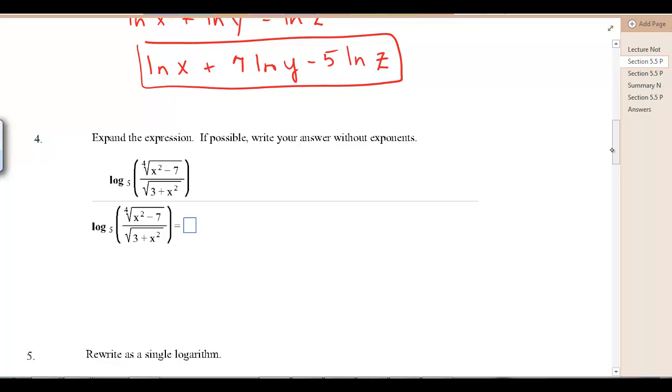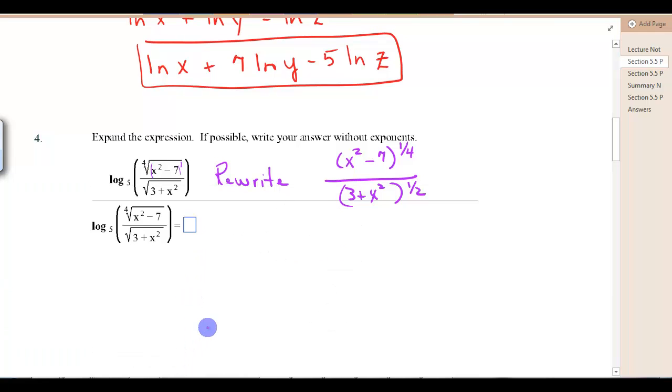Now we're going to expand this one, and when you see the radicals, before you start the problem, you want to rewrite it to make it easier. Remember that rule that we had, the index is the denominator of the fraction, and there's an understood 1 out here. So we could rewrite this as x squared minus 7 to the 1/4 over 3 plus x squared to the 1/2. All right, so now we can start our process of expanding.